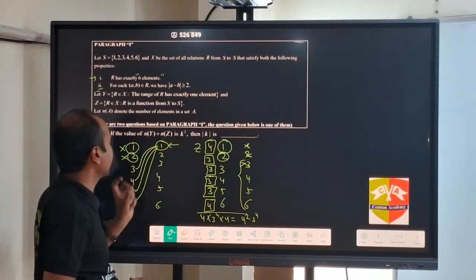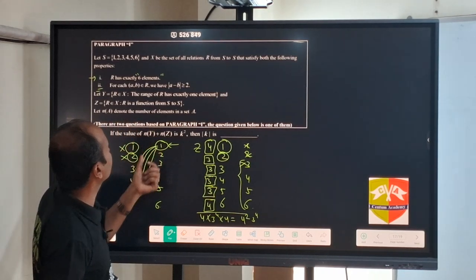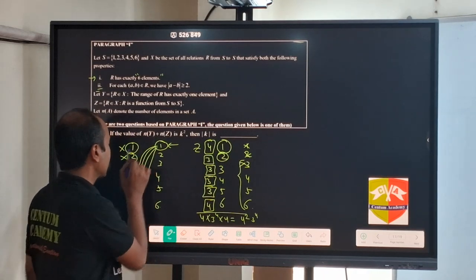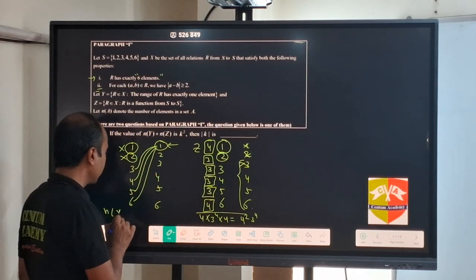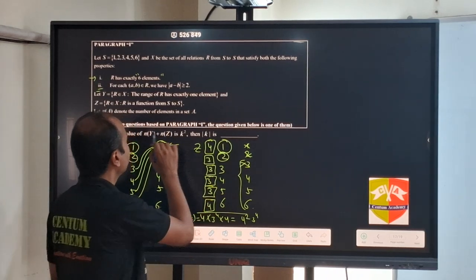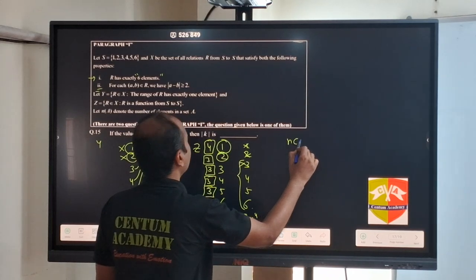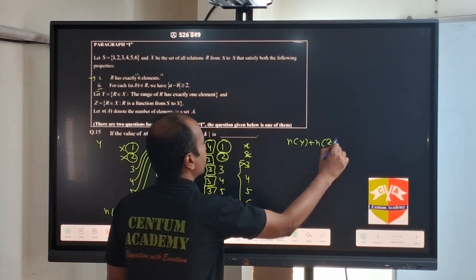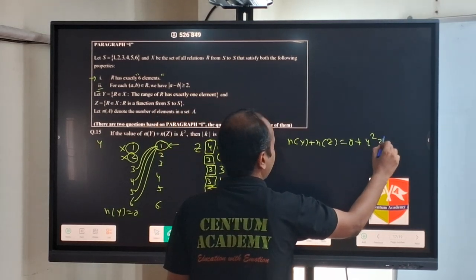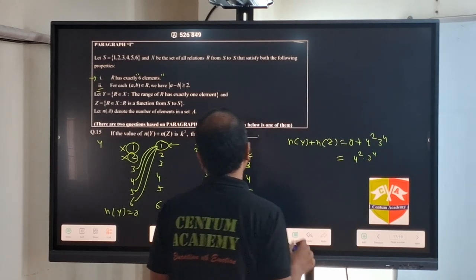If the range is a singleton element, these constraints also have to be satisfied. So no such relation is possible. So the number of elements in Y is actually 0. And the number of elements in Z is equal to this. So if we add n of Y plus n of Z, this is simply this whole number. N of Y plus n of Z is equal to 0 plus 4 square into 3 power 4. So this is 4 square into 3 power 4.